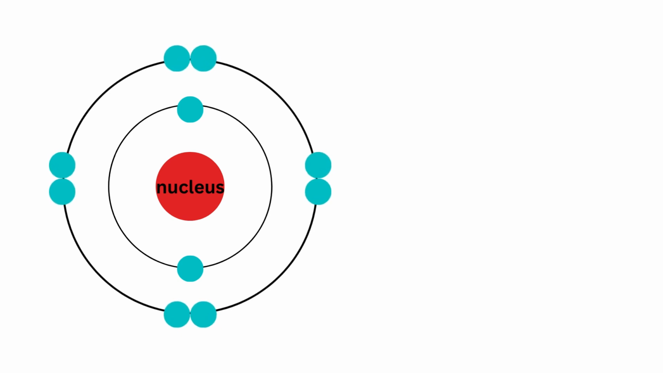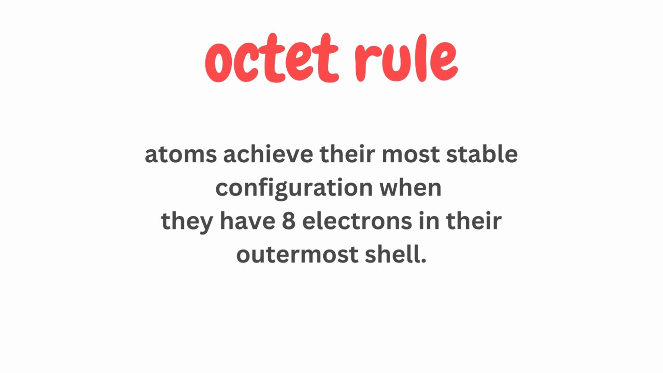Atoms are most stable when they have a full outer shell of 8 electrons, similar to the noble gases. This is the basis of the octet rule. The octet rule states that atoms achieve their most stable configuration when they have 8 electrons in their outermost shell. This principle explains why atoms engage in chemical reactions to attain a full outer shell.